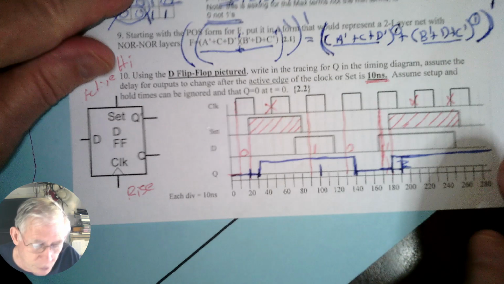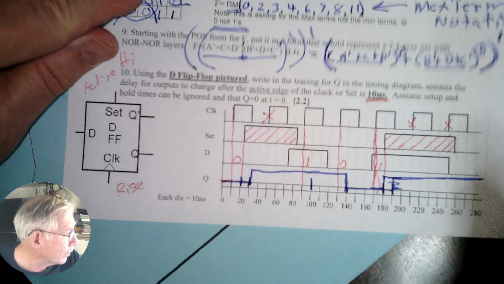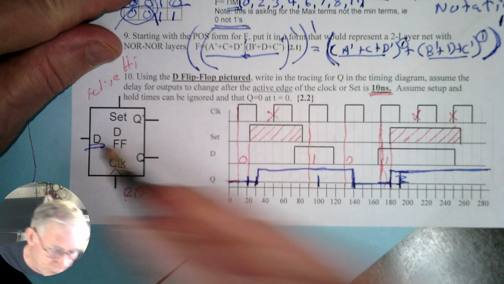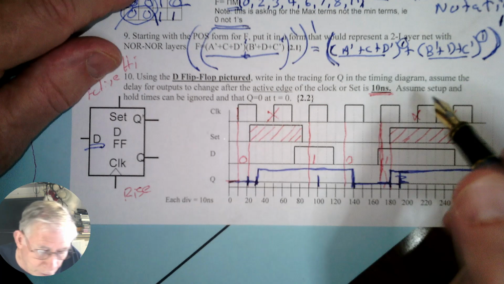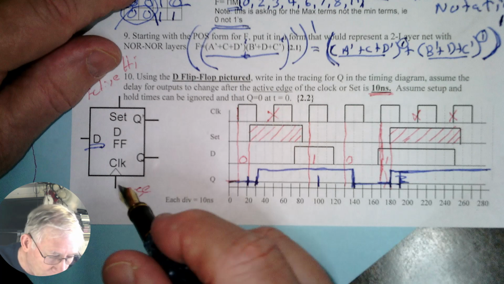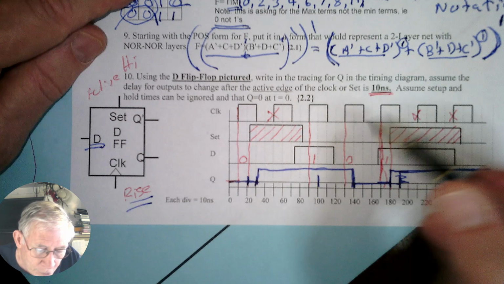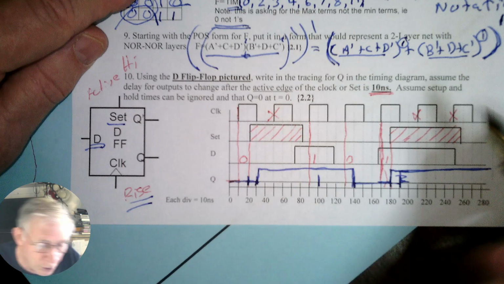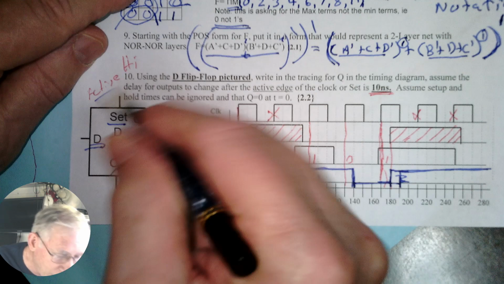So the first question is, what kind of flip-flop is this? Well, it is a D flip-flop because of that input. Does it have a rising or falling clock? There's no bubble, so it's a rising clock. Does it have an asynchronous input? Yes, it has an asynchronous set. Is it active high or low? There's no bubble, so it's active high.